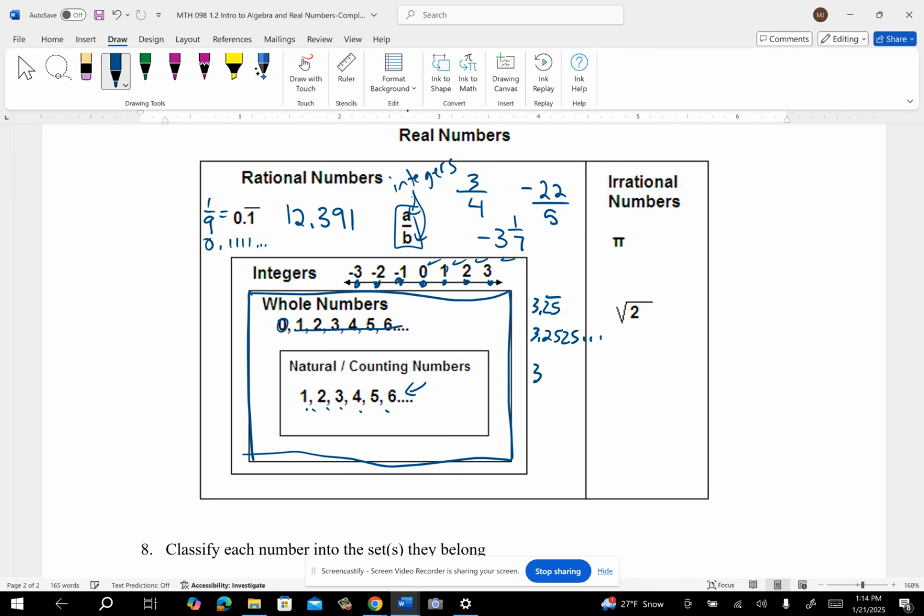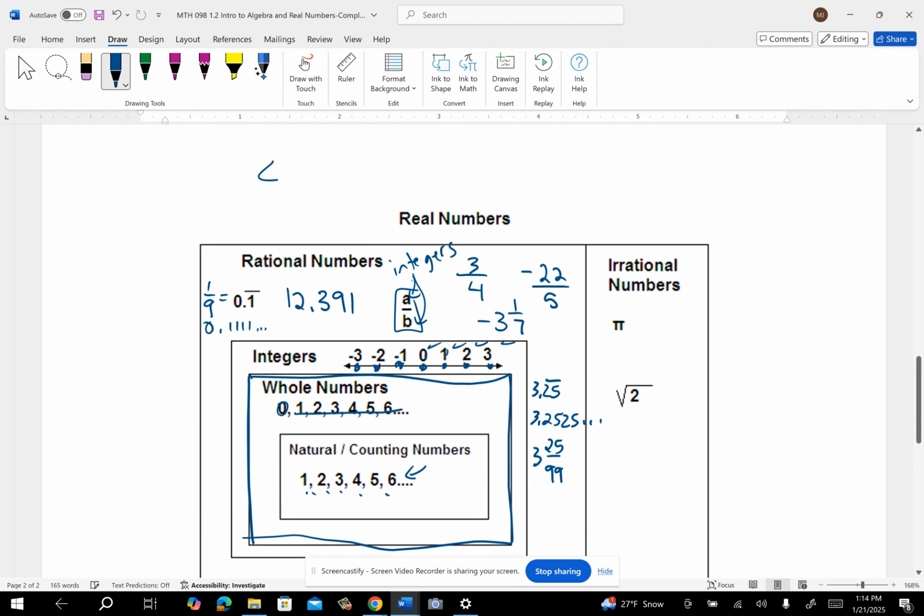Still rational. That would be 3 and 25/99, and I could rewrite that as an improper fraction. All right, the thing is that in order to complete the set of real numbers, like when we were using that number line before, we usually use the integers to mark the units, the spacing, so that we can plot numbers. But if we wanted to be able to name any number on this real number line, any number you pick anywhere, we would need both rational and irrational numbers.